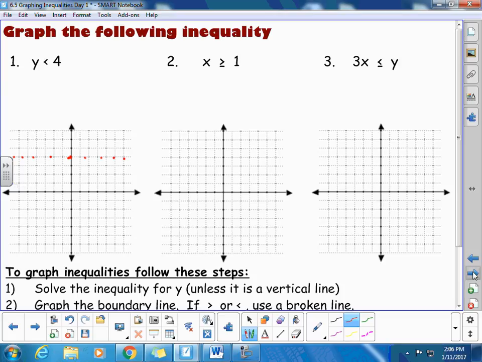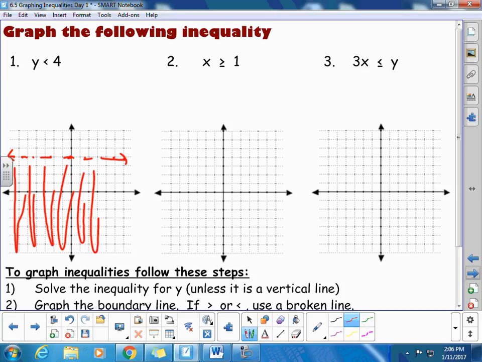Since it's not less than or equal, I can't make a solid line. I have to make a dashed line. So here's my dashed line with my arrows. And everything less than y equals 4 is all of this. So all of these things work.